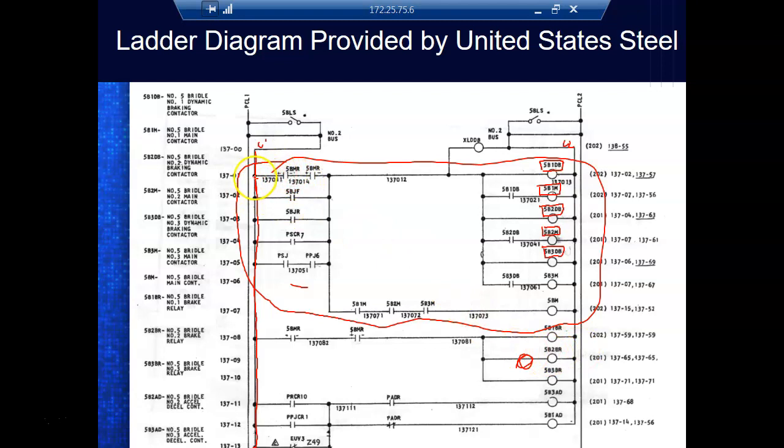control devices go between L1 and the load, and then the load goes between L2 and the control devices. So the loads are on the left in the rung, and the control devices are on the right. And then we'll come back in a minute and look at the way we reference things.